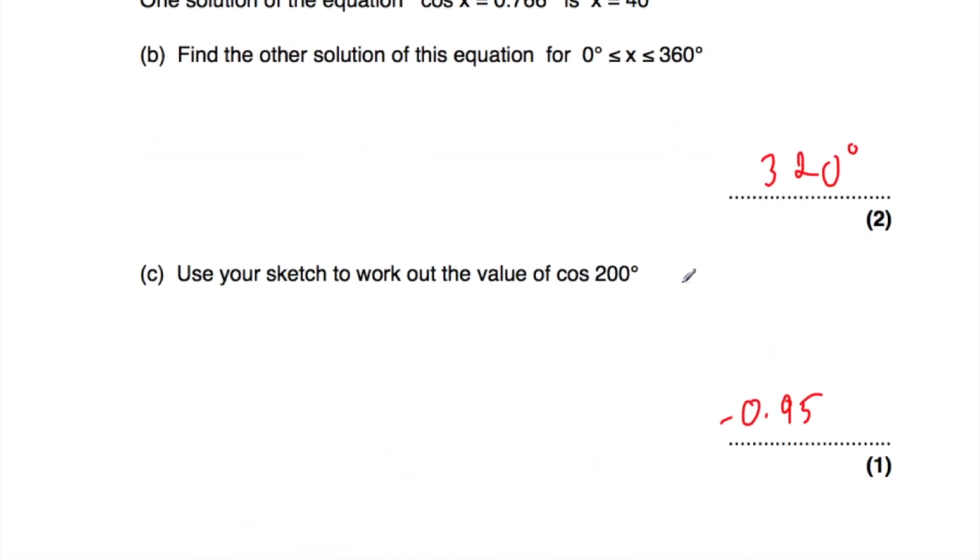And actually, let's just work this out to see what it was. The cos of 200 degrees is equal to minus 0.939 and so on. So roughly minus 0.94 to 2 decimal places. Okay, let's look at our next question.